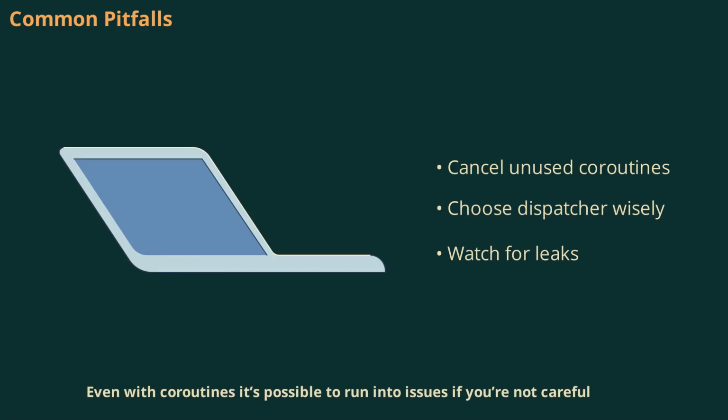Even with coroutines, it's possible to run into issues if you're not careful. Common pitfalls include forgetting to cancel coroutines, using the wrong dispatcher, or leaking resources. By understanding these risks and following best practices, you can avoid most problems and keep your app running smoothly.